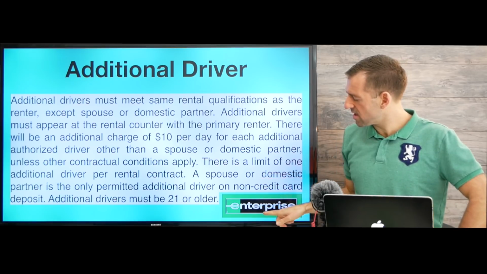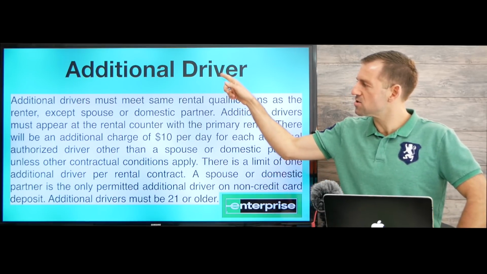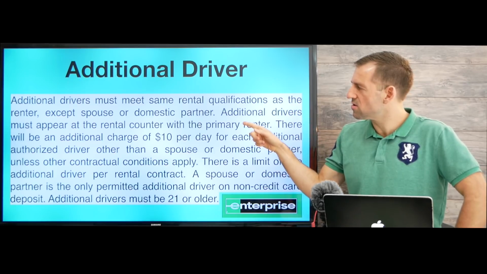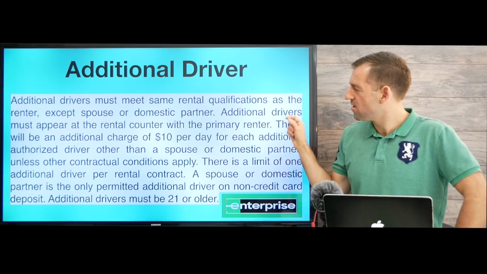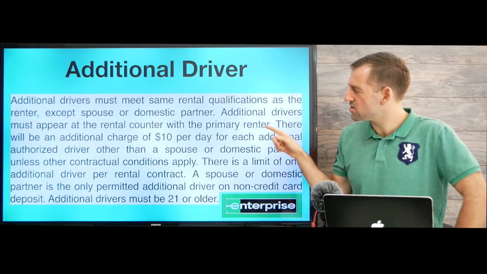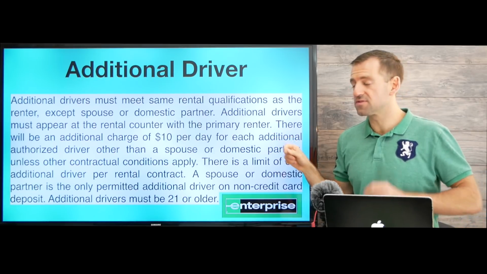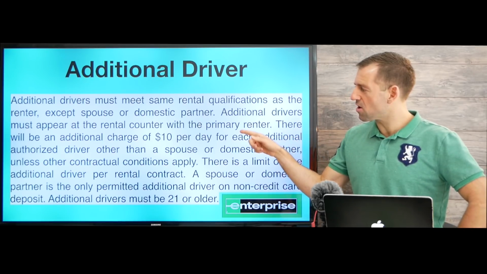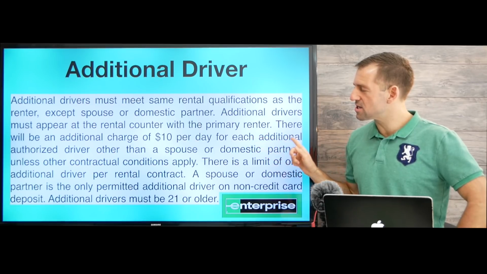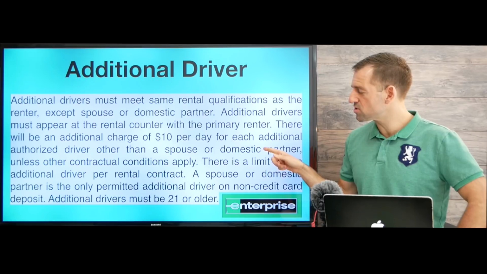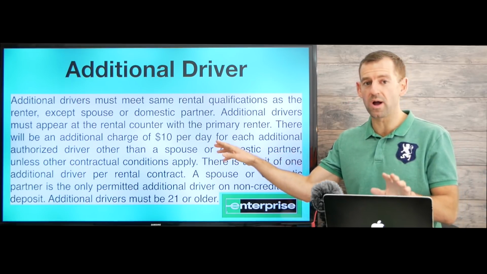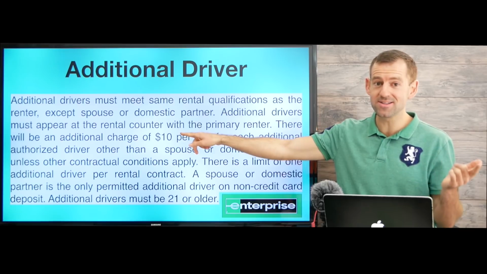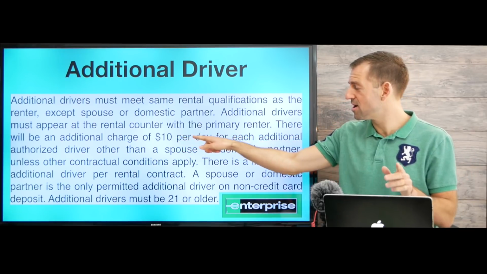Right, so let's take a look at what Enterprise says about additional drivers. Okay, additional drivers must meet the same rental qualifications as the renter, except spouse or domestic partner. Okay, additional drivers must appear at the rental counter with the primary renter. Okay, so if someone else is going to be driving the car, they need to be with you when you rent it. There will be an additional charge of $10 per day for each additional authorized driver, other than a spouse or domestic partner. Okay, so if it's your husband or wife that's going to be driving, then you don't have to pay the extra $10. But if it's someone else that's going to be driving the vehicle, then you have to pay $10 per day.